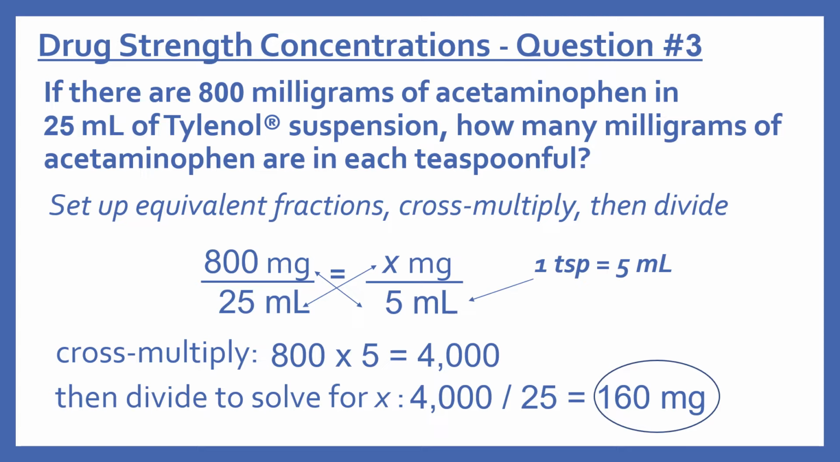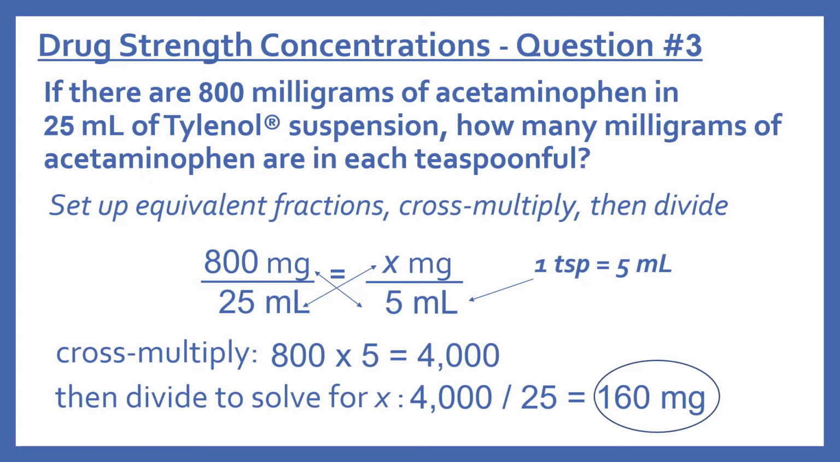So we know the concentration, 800 milligrams of acetaminophen per 25 milliliters of Tylenol. So our first fraction is 800 milligrams per 25 milliliters. And we'll set this equal to X milligrams, that's what we're solving for, per 5 milliliters. It says in each teaspoonful, but 1 teaspoonful equals 5 milliliters. Remember, I said our units have to match, so we have milligrams and milligrams on the top of the fractions, milliliters and milliliters on the bottom of the fractions.